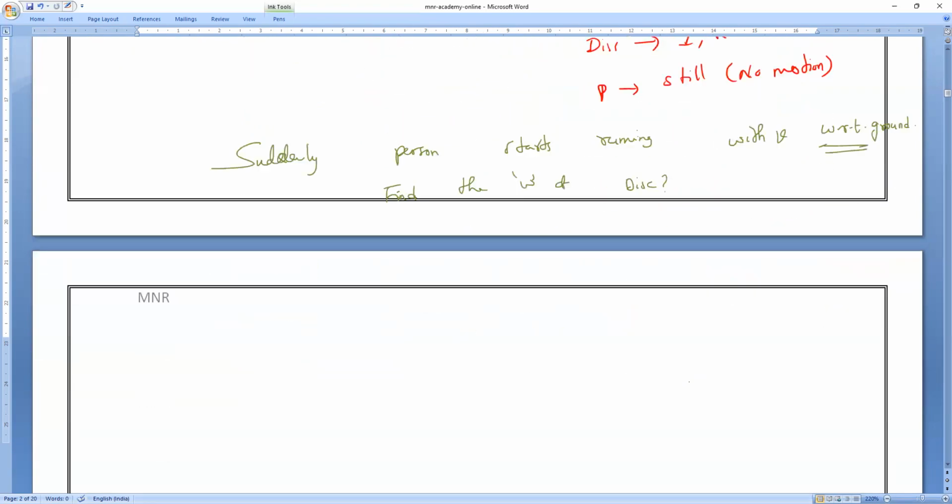Okay, everybody. We all know the conservation of angular momentum formula: initial angular momentum equals final angular momentum. Initially the person is still, so the initial angular momentum is 0. If the net external torque is 0, then the final angular momentum also will become what?